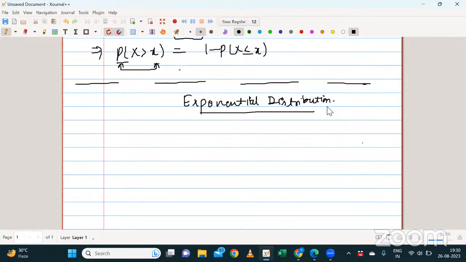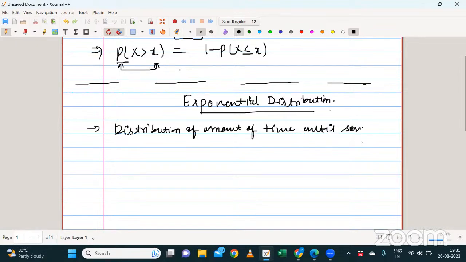Let's say the length of a phone call. I'm interested to know the distribution of the amount of time, so here I can use the exponential distribution: the distribution of the amount of time until some specific event occurs. Suppose I'm saying the length of a phone call in minutes follows the exponential distribution.